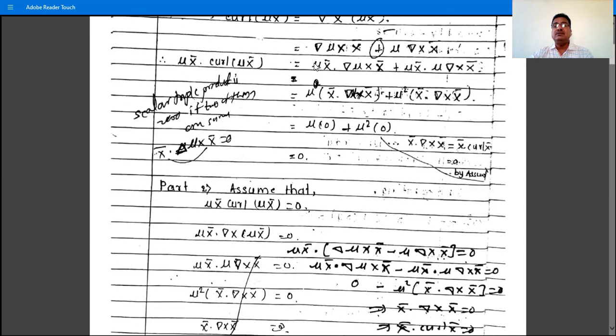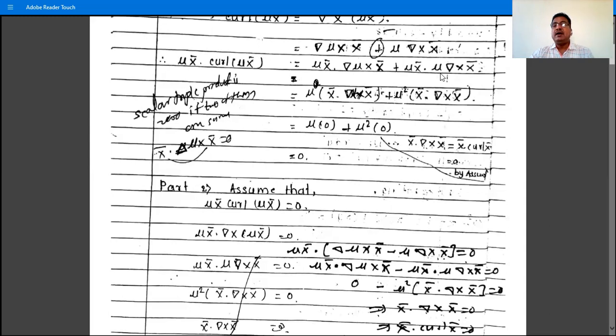And this mu is a scalar function. So mu in bracket x bar dot del mu cross x bar. So this is a scalar triple product actually. X bar dot del mu cross x bar, that is a bar dot b bar cross c bar. A bar dot b bar cross c bar is the box product. It's called the box product.